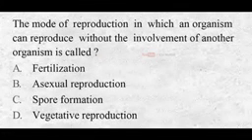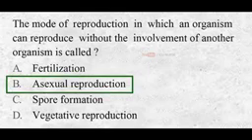The mode of reproduction in which an organism can reproduce without the involvement of another organism is called A. Fertilization, B. Asexual reproduction, C. Spore formation, D. Vegetative reproduction. And the correct answer is B. Asexual reproduction.